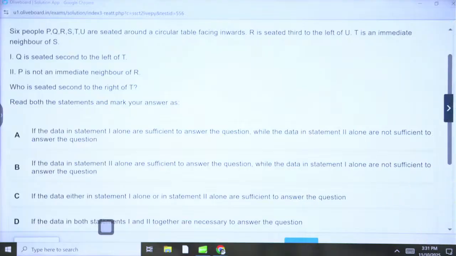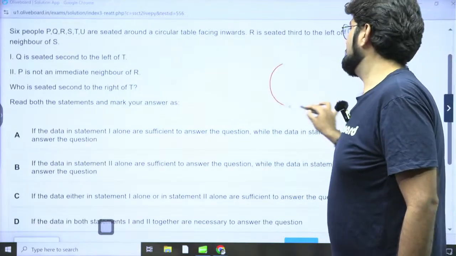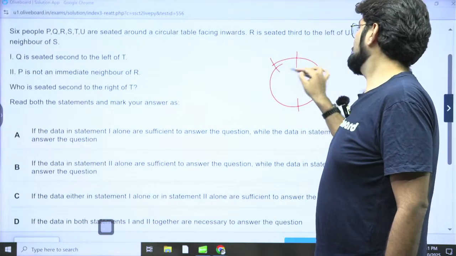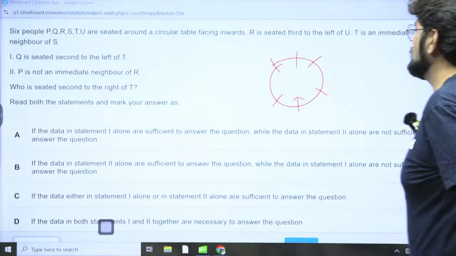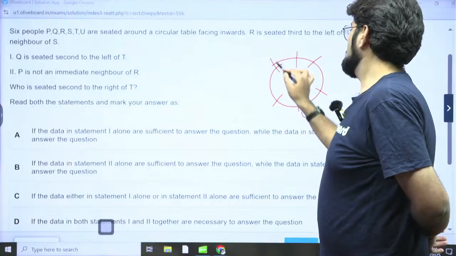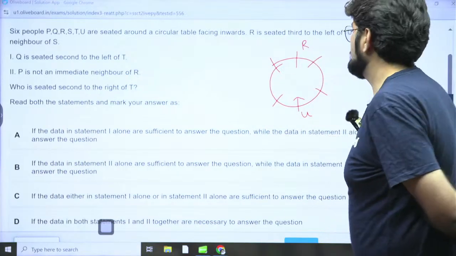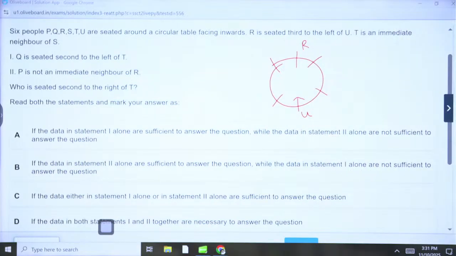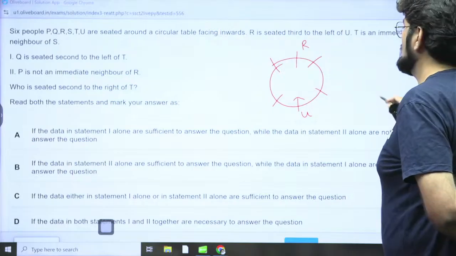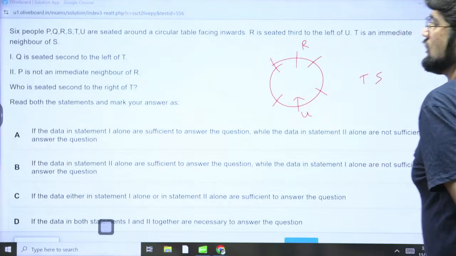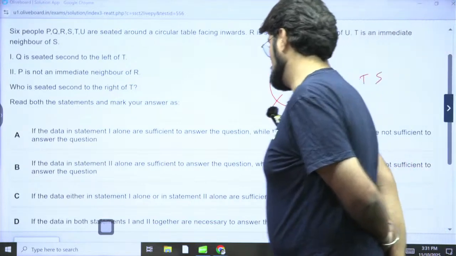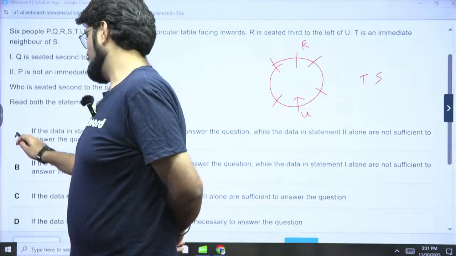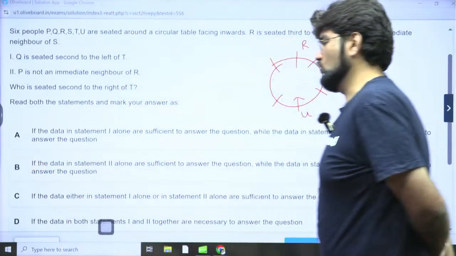6 people are seated around a circular table facing inwards. R is seated third to the left of you. T is an immediate neighbor of S. Okay. Now read the options first. Statement 1 alone, statement 2 alone, either 1 or 2, and both.